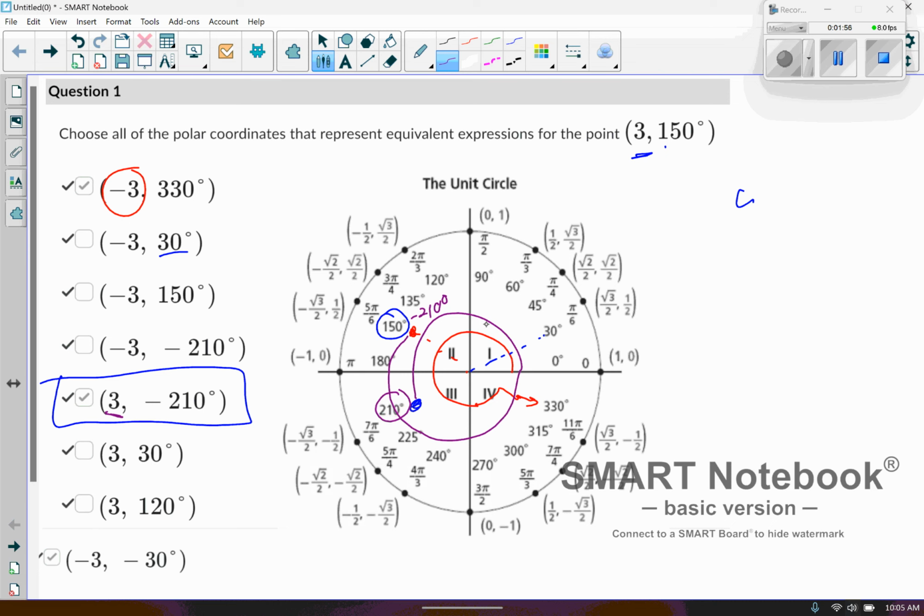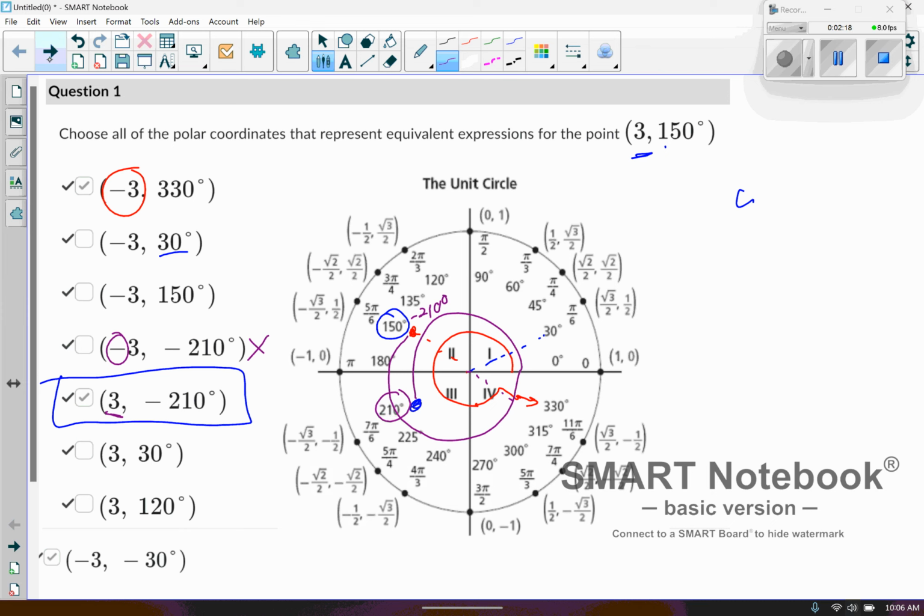So you just do your rotations, and if it's a negative angle, you have to go clockwise. And the reason this one doesn't work is because of the negative R value, because I would rotate and I'd be at the right spot, but the problem is my R value is negative, so I would go backwards. And so that's why this one did not work, the one above.